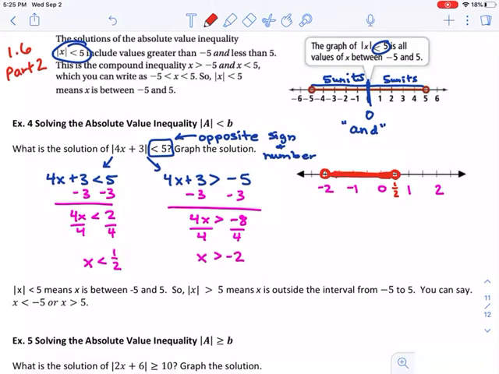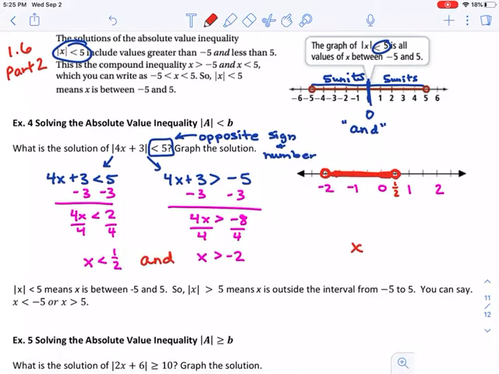in the middle. So this is an AND problem, which means I could put the x in the middle, put the smaller number on the left and the larger number on the right, and these are both going to be less than type signs. So x falls between -2 and up to a +1/2.